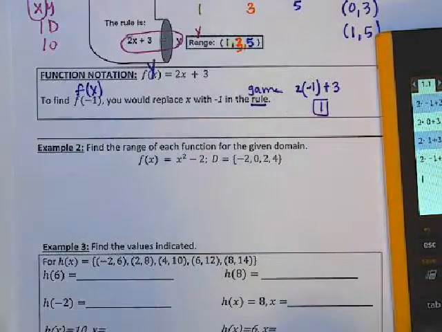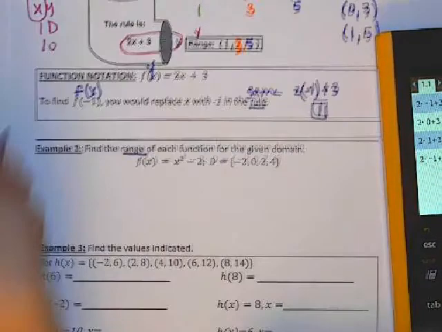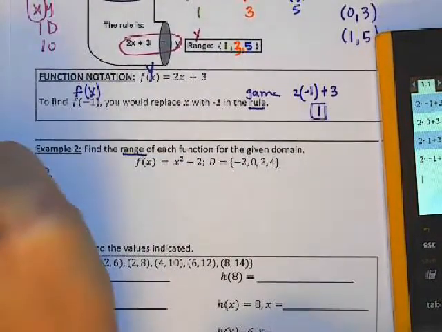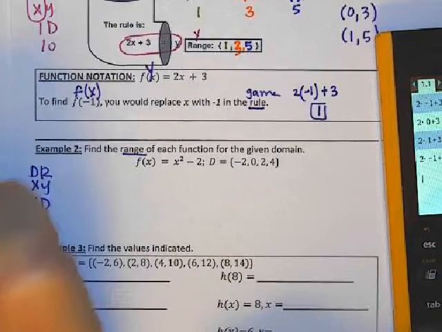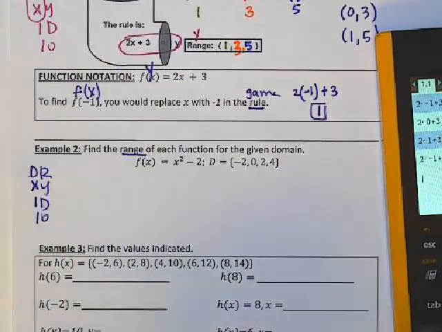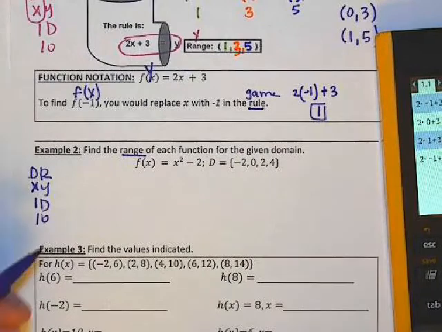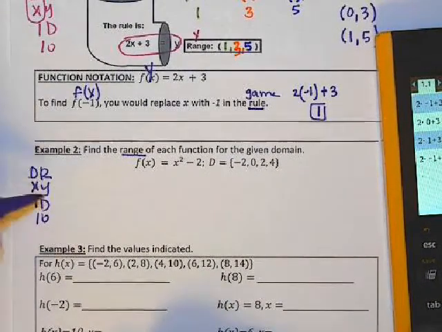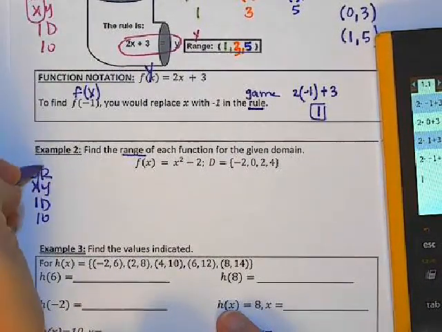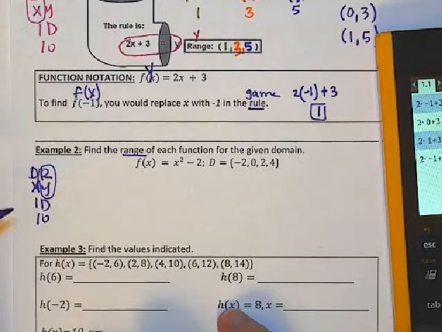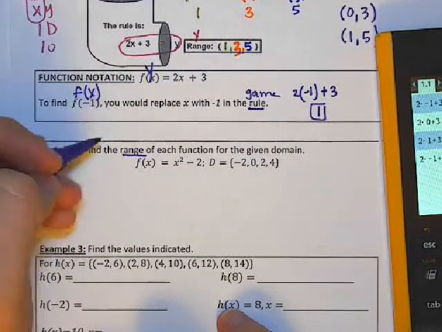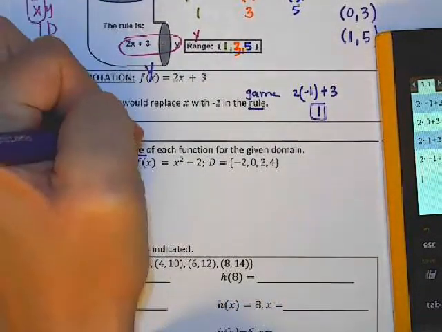Number 2 says find the range. Okay, so I'm talking about domain and range, so I'm going to write Dr. XY left his ID in his office. Range is representing what letter? Y. Make sure you're writing this with me, guys. So range is representing the y. So above the word range, I'm going to write y.